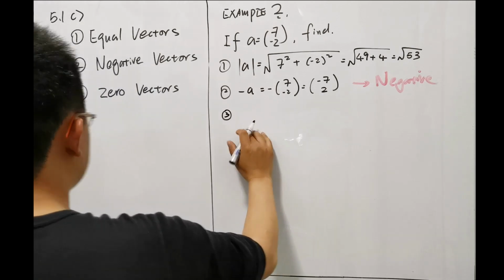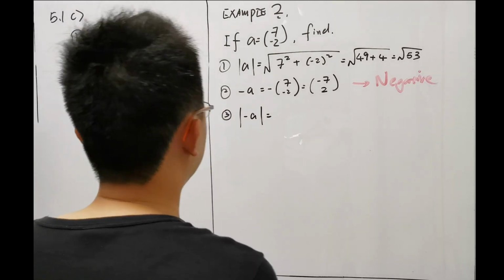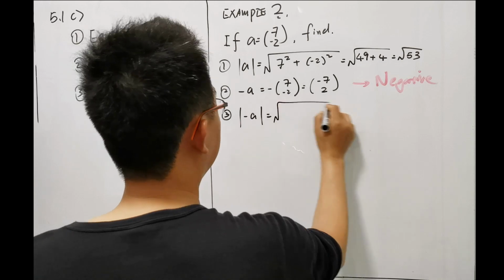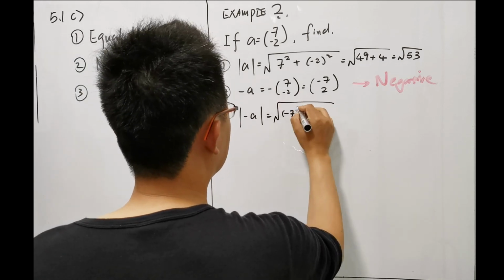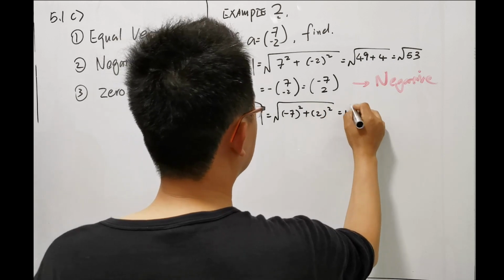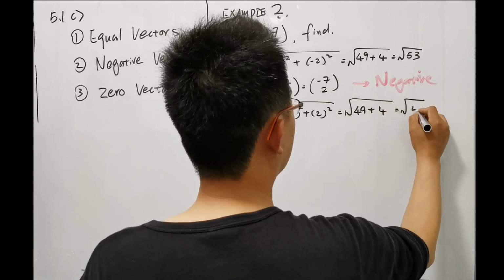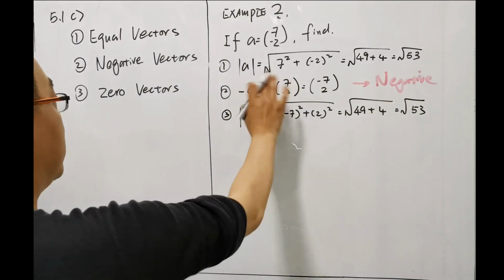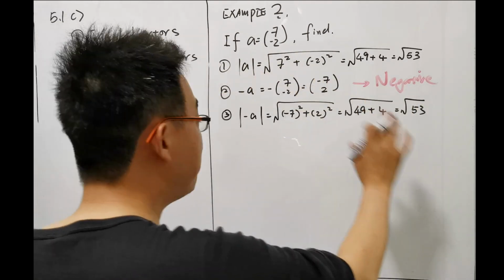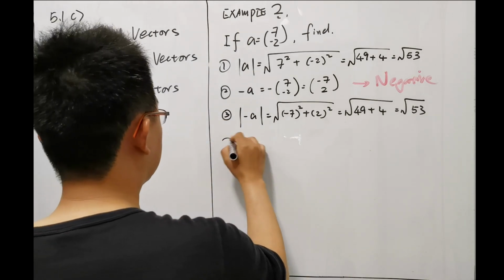Next, we're looking at the magnitude of minus A. We can use the same formula we have here. So minus 7 power 2 and then 2 power 2. So what do we get? 49 plus 4 equals 53. So we can see that although they are negative vectors, they have the same magnitudes, but the direction is different, right? They are opposite directions. Okay, next one.